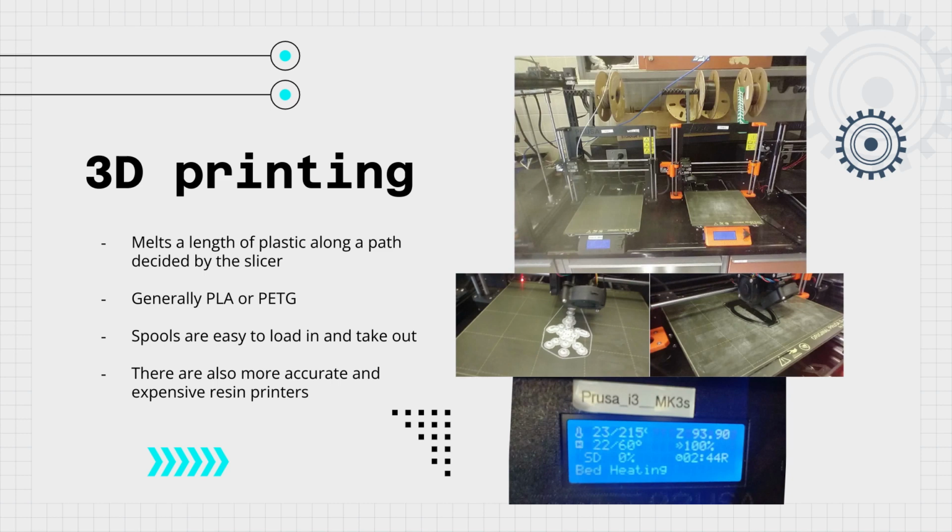There are also more accurate resin printers that you can use if you want something really accurate, though they are also a lot more expensive. These are what people use for printing things like Invisalign.